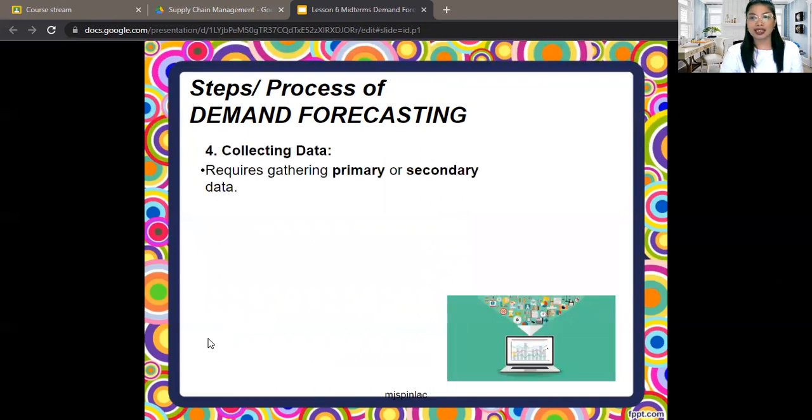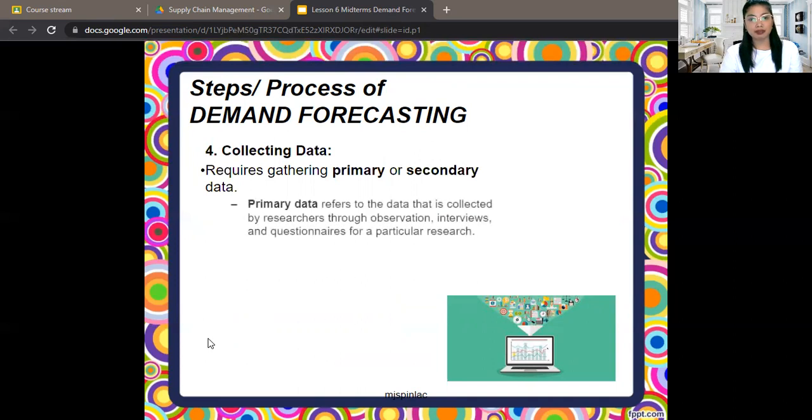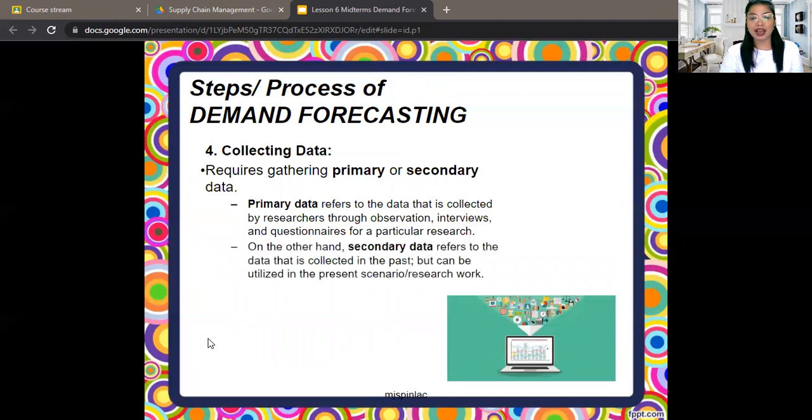Fourth is collecting data. This requires gathering primary or secondary data. When we say primary data, this refers to the data that is collected by researchers through observation, interviews, and questionnaires for a particular research. On the other hand, secondary data refers to the data that was collected in the past, but can be utilized in the present research work.